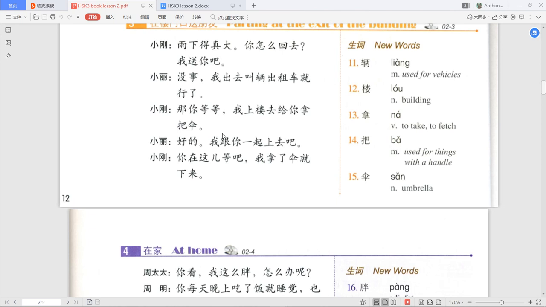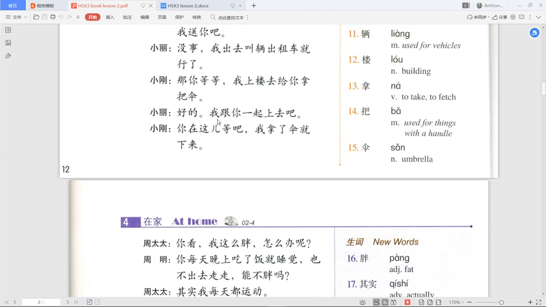好的, OK, 我跟你一起上去吧。I with you, 一起 together, 上去 go up, 吧 suggest. So, okay, let's go up. Well, it sounds like upstairs, but just 上去. You can just say 上楼, it means go upstairs. 上去 just go up, sounds like it means go upstairs. 你在这儿等吧, you at here, 这儿 here, 等 wait, 吧 suggest. Can you wait for me here?